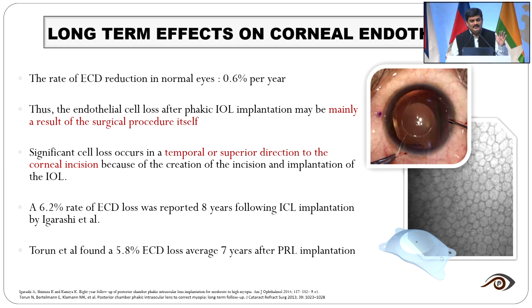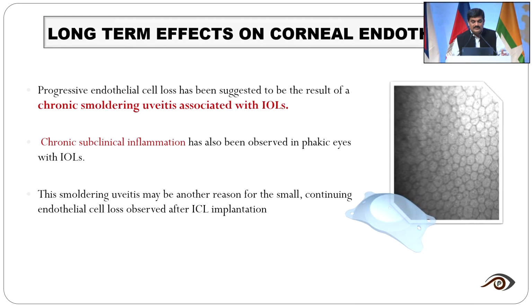An average of 6.2% endothelial cell loss was reported at 8 years following ICL implantation in one study from Igarashi et al. Some other studies, Toran et al., show 5.8% endothelial cell loss on average 7 years after PRL implantation. So this is about how it can even happen in a patient with chronic uveitis too.